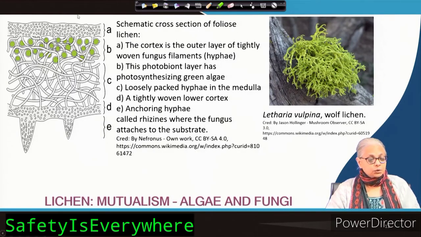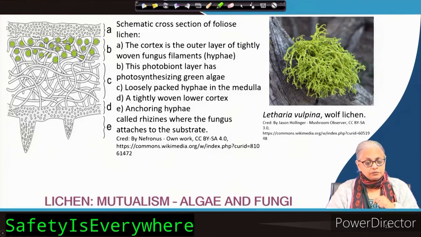So let's take a look at how this mutualism or symbiosis happens. This is a cross section of foliose lichen. You can find lichen growing on the bark of trees. You can find them growing on rocks where it's completely dry. In general, you find them where the environment is very, very dry because there's very little moisture, and that's why you have this mutualism or symbiosis between algae and fungi.